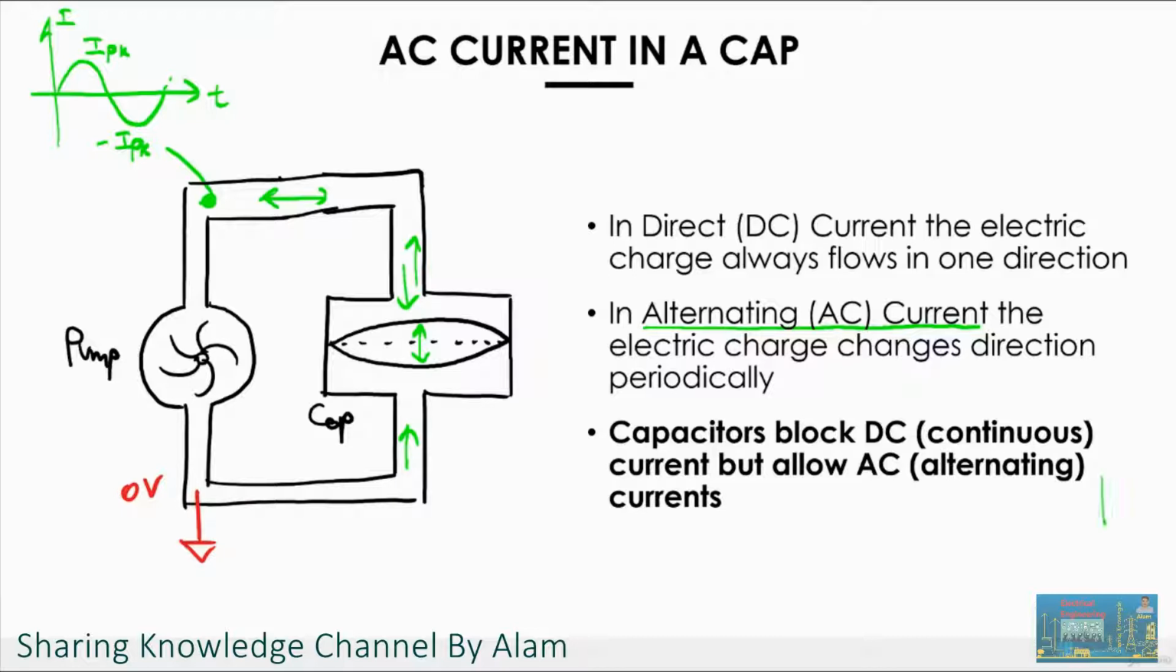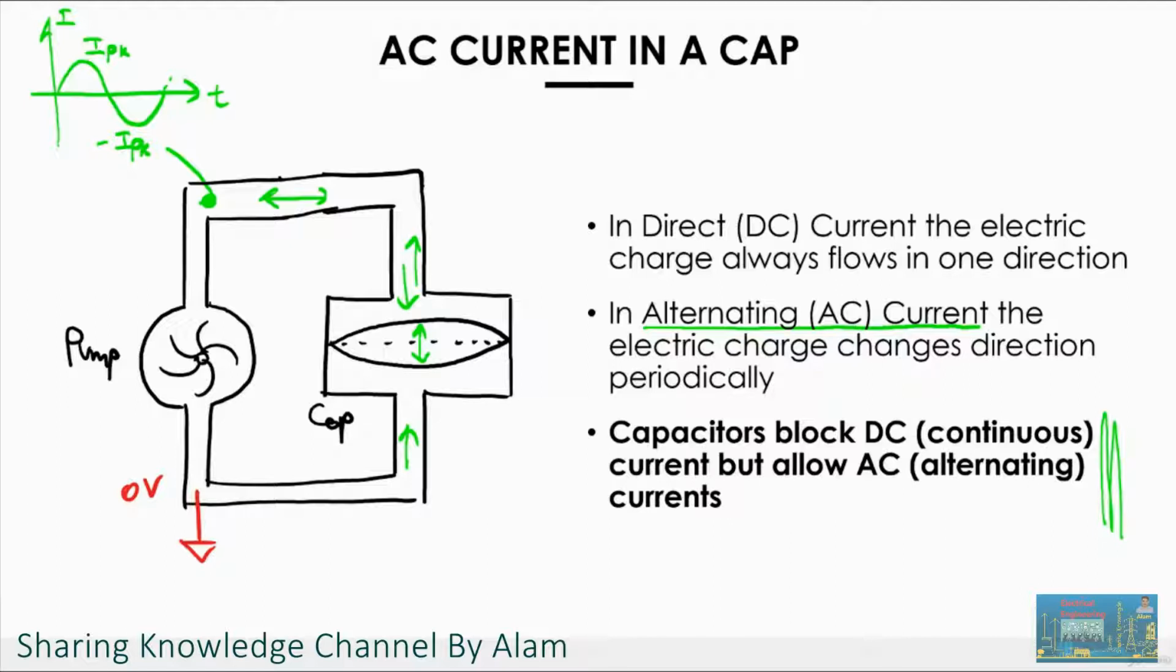In conclusion, we can say that capacitors block DC currents but allow AC currents. So it is possible to sustain indefinitely a current through a capacitor as long as this current is alternating. So as long as the direction of the current is periodically alternating, there is no net accumulation of charge on any of the plates of the capacitor.